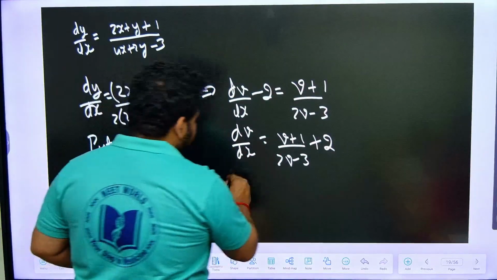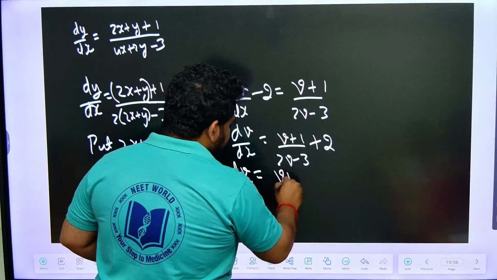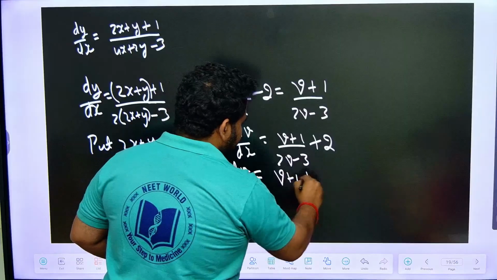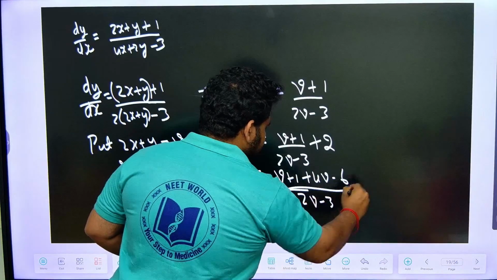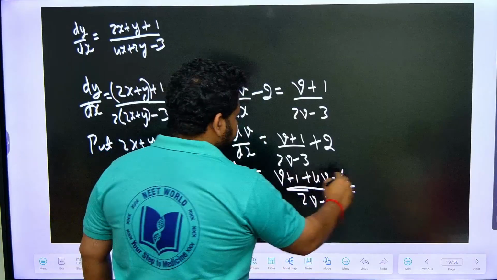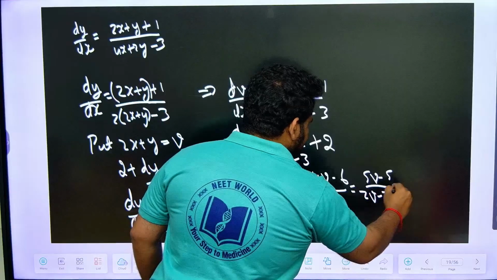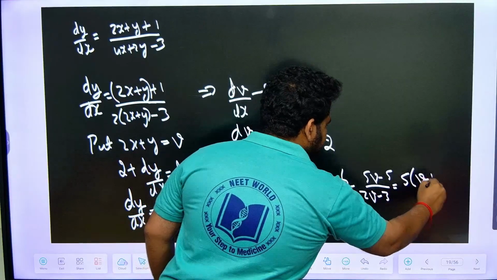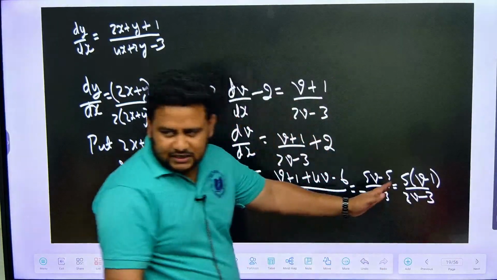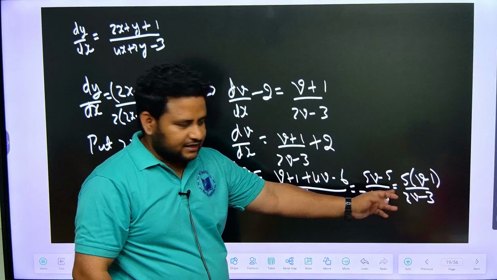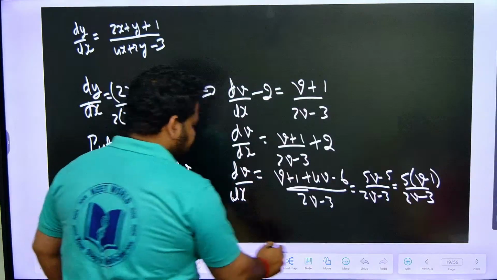So dv by dx is equal to v plus 1, and if I take the LCM, 4v minus 6 by 2v minus 3. So this will become 5v minus 5 divided by 2v minus 3. I can write it as 5 times v minus 1 by 2v minus 3. I have taken 5 common.